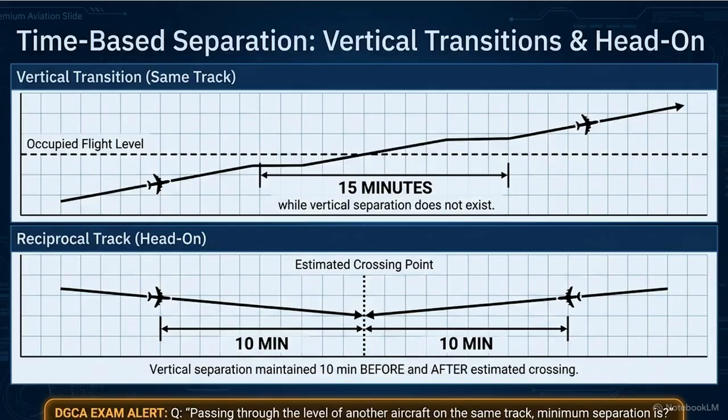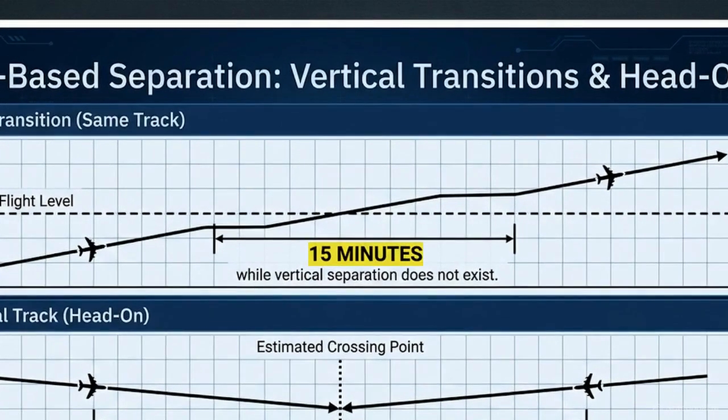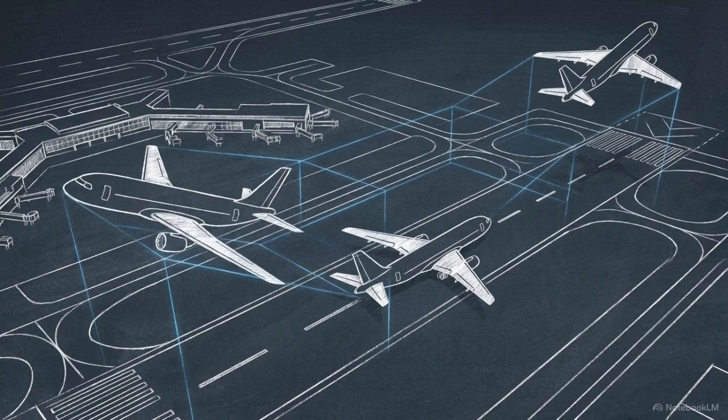This profile view shows the specific rule for an aircraft passing through the level of another aircraft on the exact same track. A 15-minute separation must be maintained for the entire duration that vertical separation does not exist. In the terminal departure environment, clearances rely on 3 precise triggers: divergence angle, speed differential, and vertical crossover.